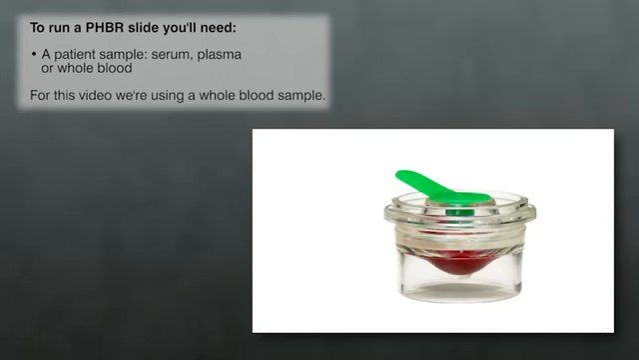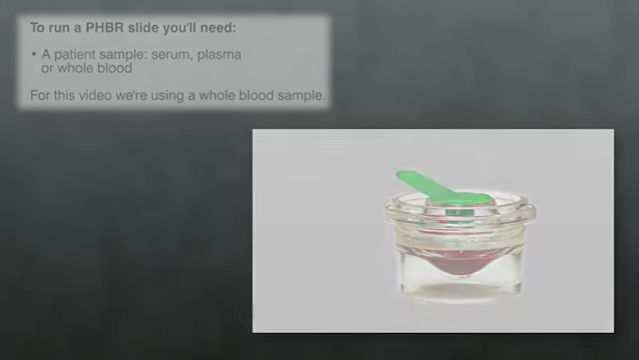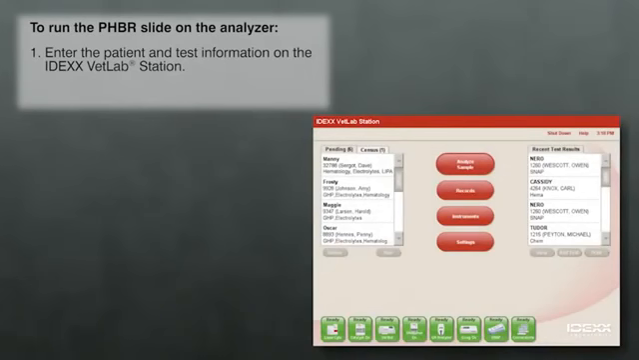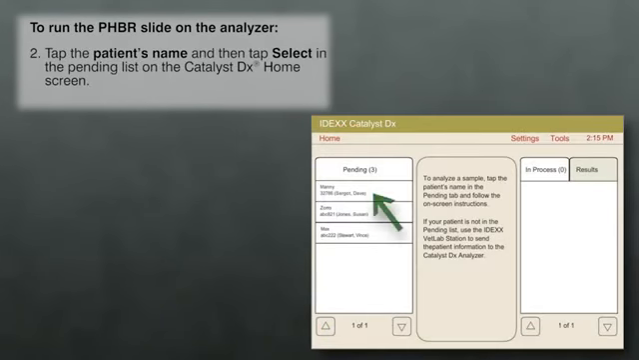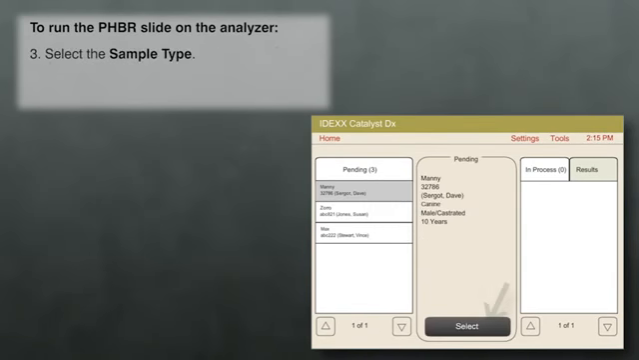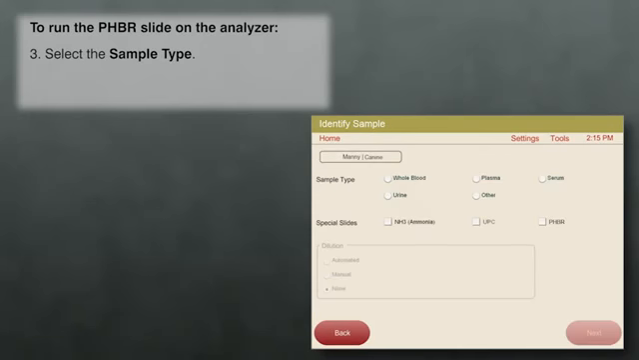For our purposes today, we have already collected whole blood and transferred it to the whole blood separator and initiated the run on the IDEXX VetLab station. Once the patient's name appears in the pending list on the Catalyst Dx home screen, tap the patient name and tap Select. Select the sample type. Whole blood, plasma, or serum can be used.